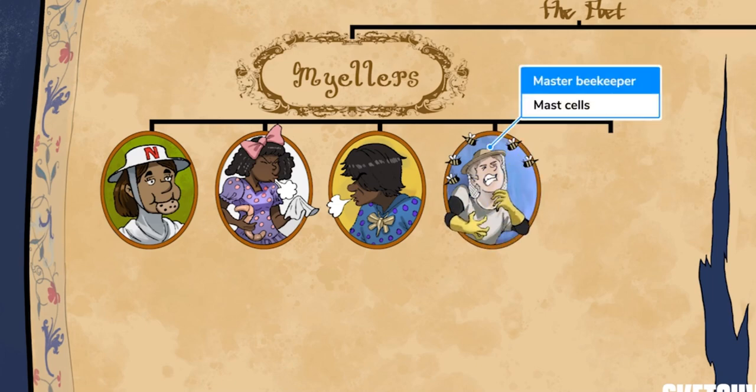All right, last in this first group, we have the royal family's master beekeeper, and he's there to symbolize mast cells. Mast cells mature in the blood, but then take up permanent residence in body tissues like mucosa or in the skin. In response to allergens, mast cells release histamine, and that's symbolized by our recurring symbol of bees. Hence why the mast cell is a master beekeeper.